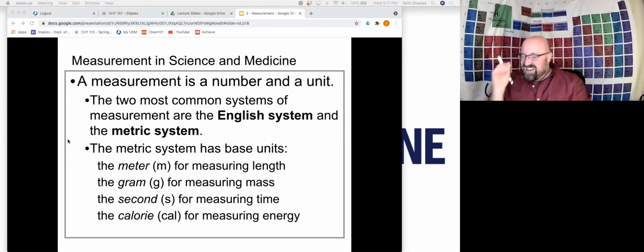A number is meaningless without a unit. And we're going to look at some tools a little bit later on, how we can use units to even help us get right answers.